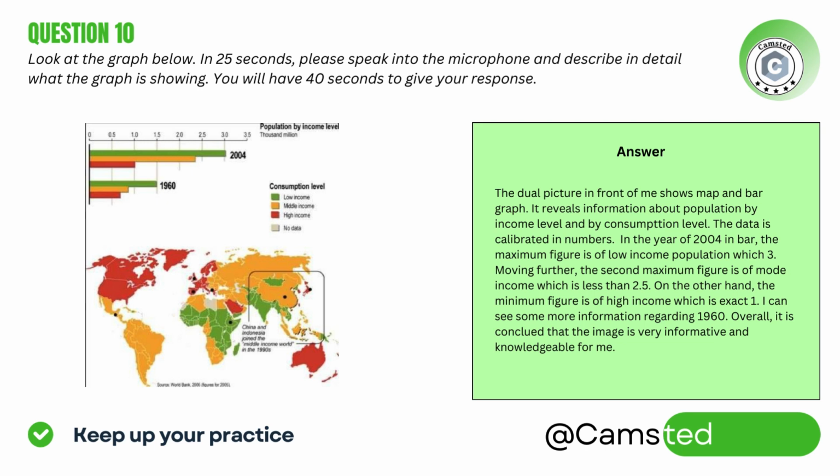On the other hand, the minimum figure is of high income, which is exactly 1. I can see some more information regarding 1960. Overall, it is concluded that the image is very informative and knowledgeable for me.